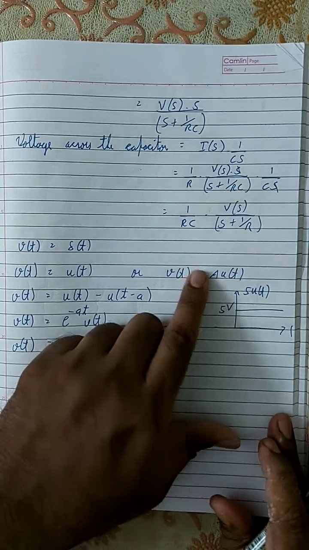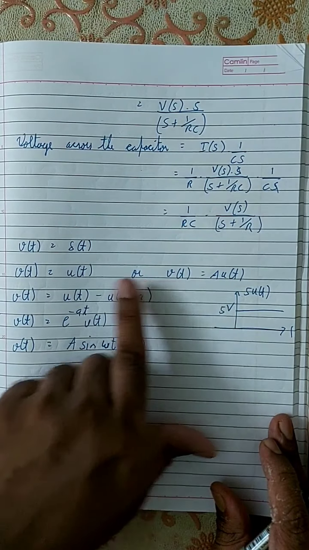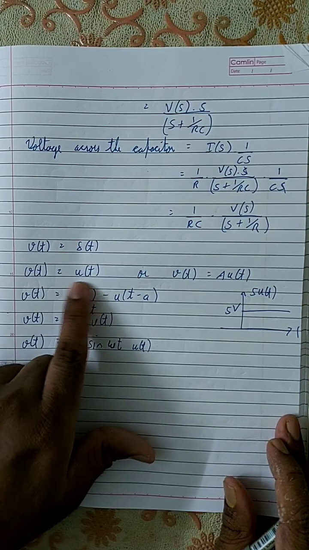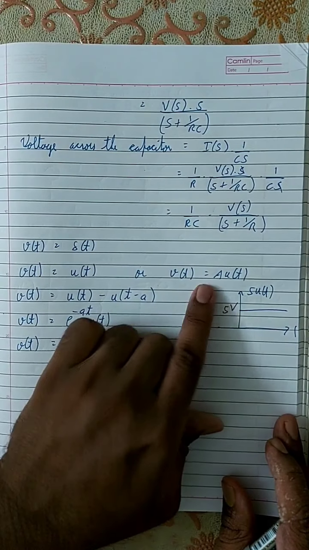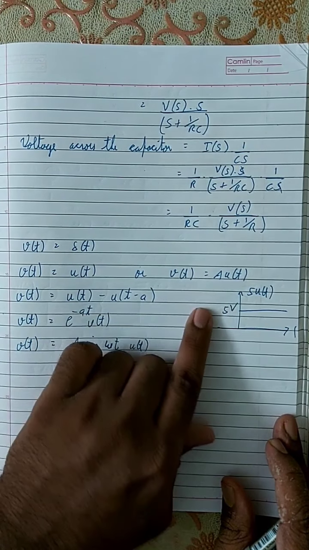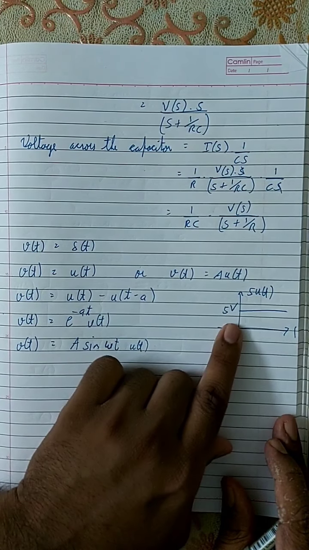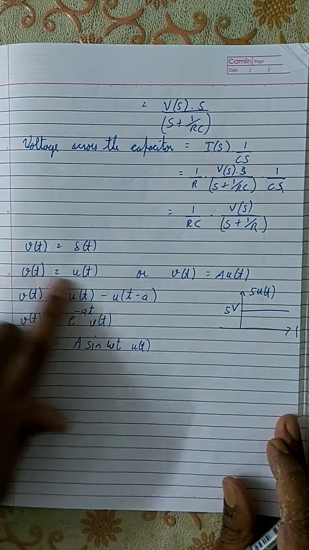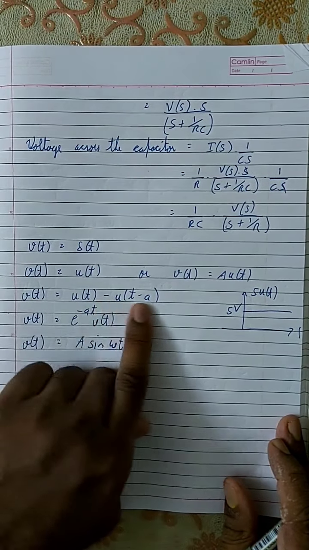This signal is called 5 u of t, okay. That is what it means. So in that case, V of s over here is 1 by s, but here V of s becomes A by s, right? Or in this case it is 5 u of t, so it will become 5 by s, okay.